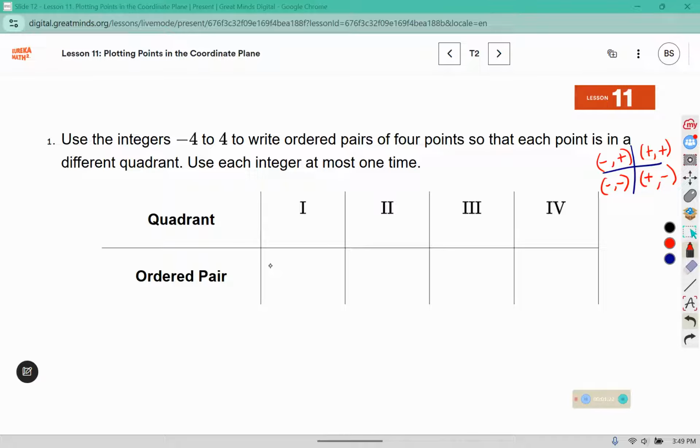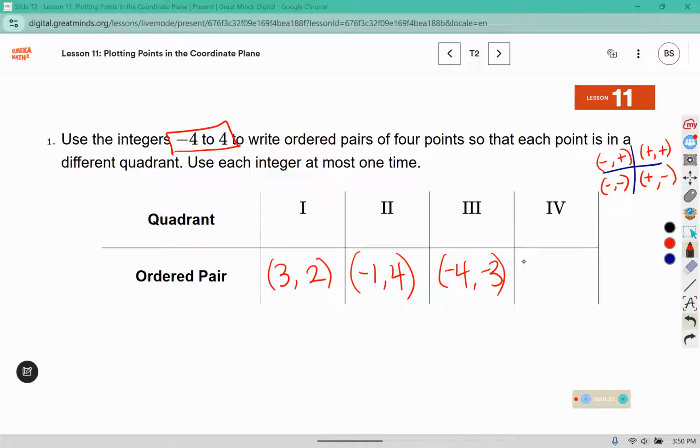So in quadrant 1, we need 2 positive numbers, like 3 and 2. Remember, we can only use the numbers -4 through 4 here. In quadrant 2, we need a negative number and then a positive number. I've already used 2 and 3, so I'm going to use the number 4. In quadrant 3, I need 2 negative numbers. I already used -1, so I can use -4 and -3.